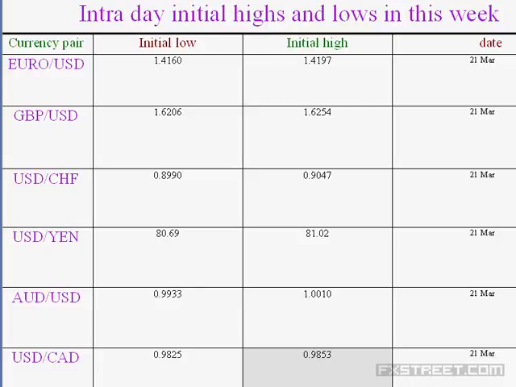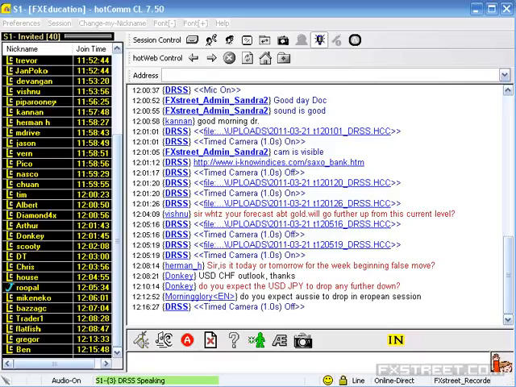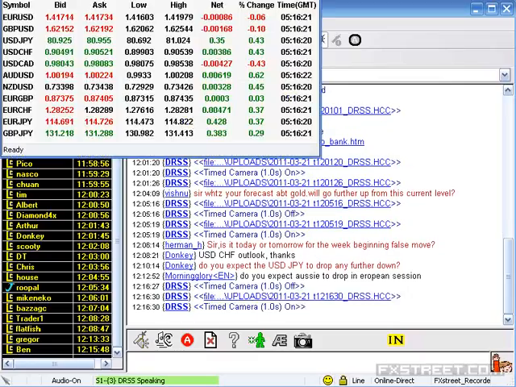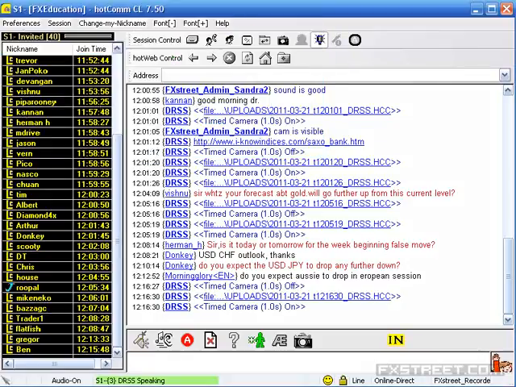So let me minimize the PowerPoint presentation and focus the camera on the live market code page and take up the questions which are asked here.